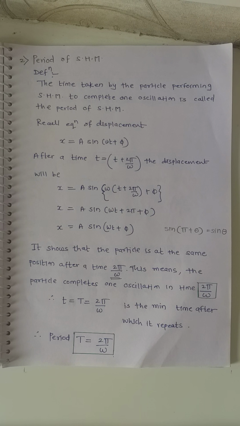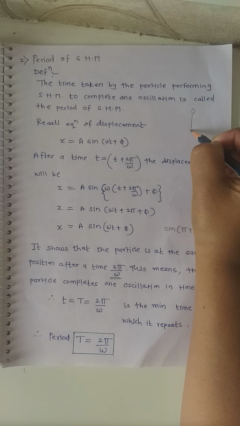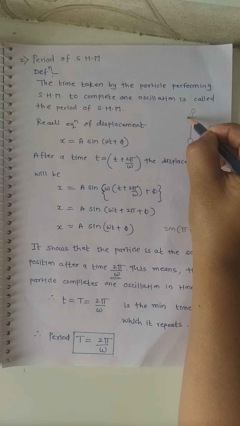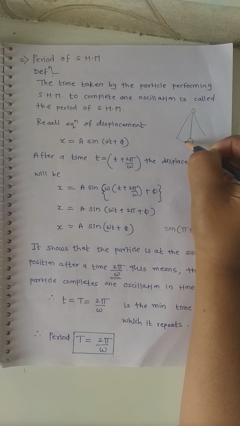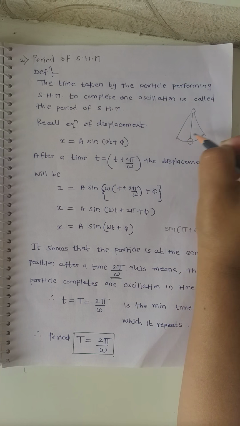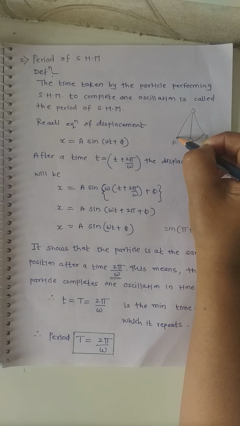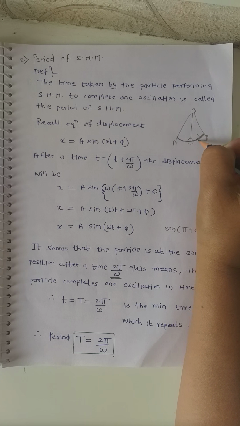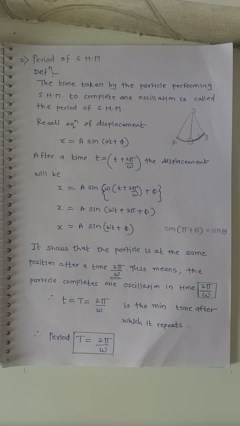Next is period of SHM. The definition of period is the time taken by the particle performing simple harmonic motion to complete one oscillation. Now if I have a string over here and it is performing simple harmonic motion from point A to point B and back, to complete this one oscillation, the time taken will be the period of simple harmonic motion.